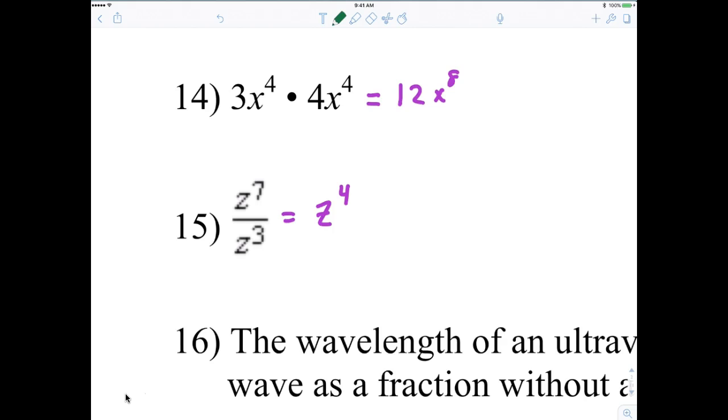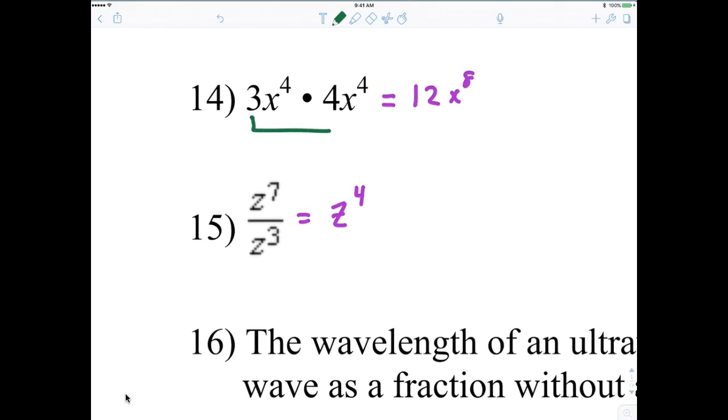Because you're multiplying numbers and you're adding exponents. That literally says 3 times 4. It doesn't say 3 plus 4. So when it's not the same base, yeah, you multiply numbers and add exponents. That's the rule.